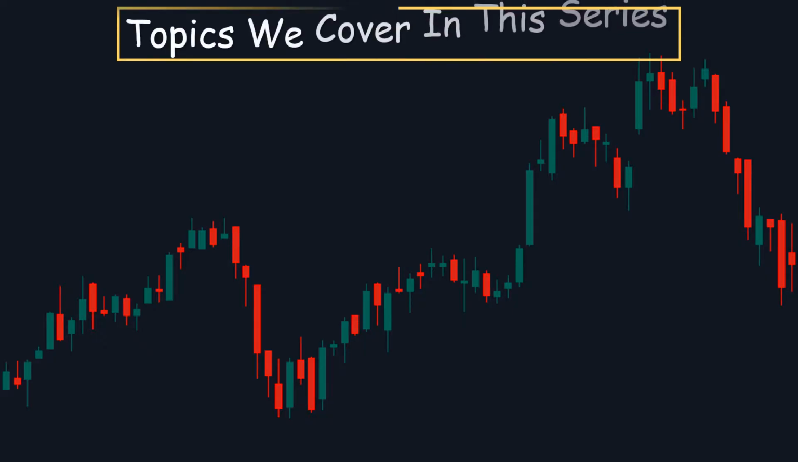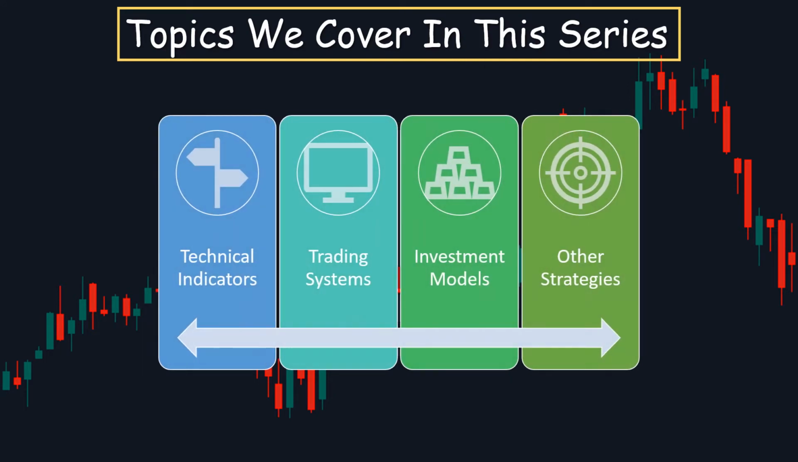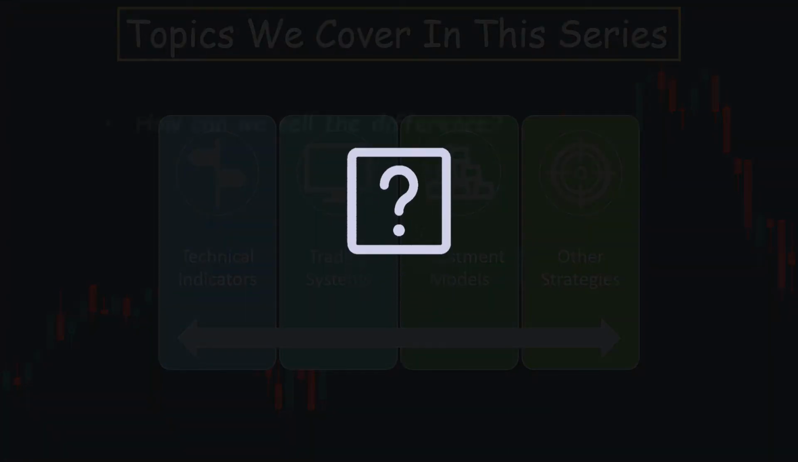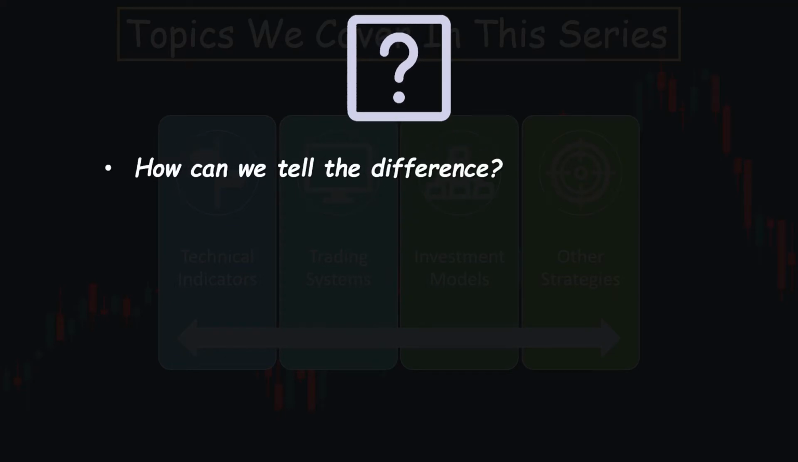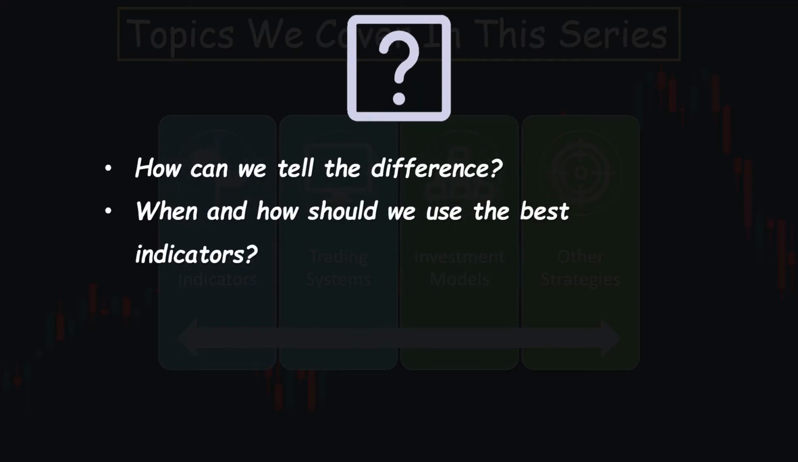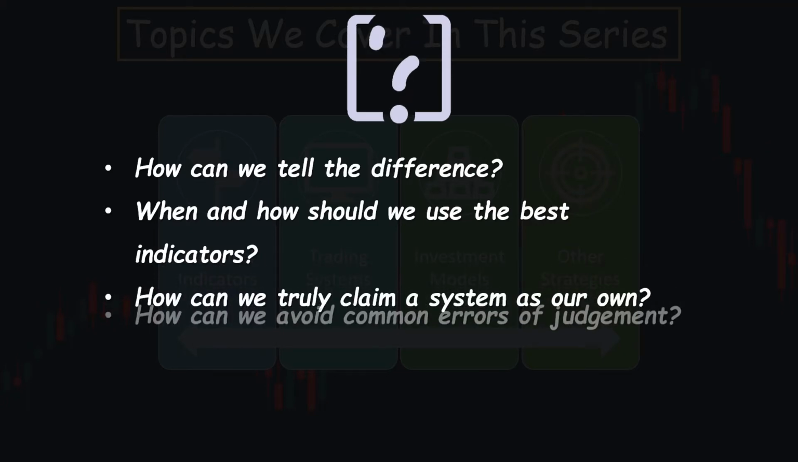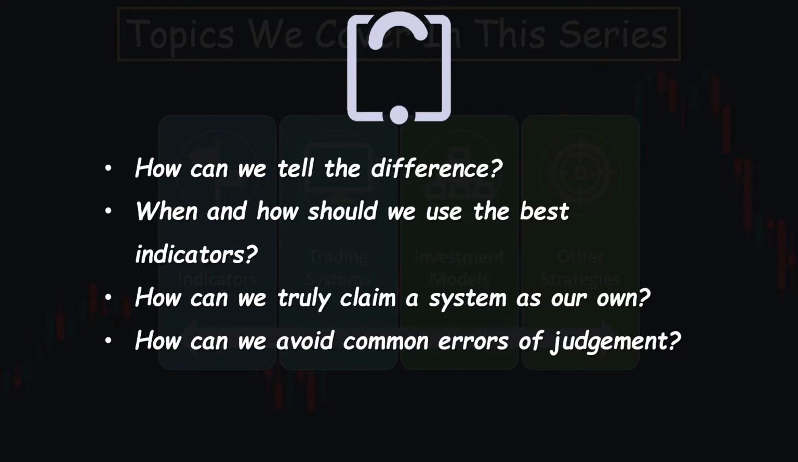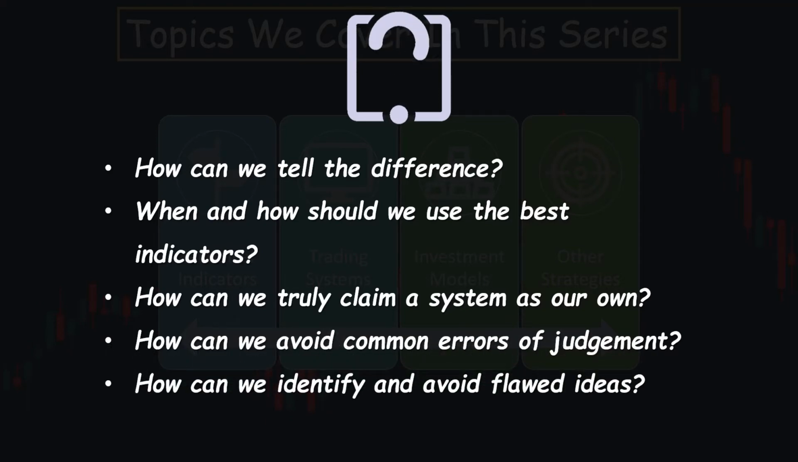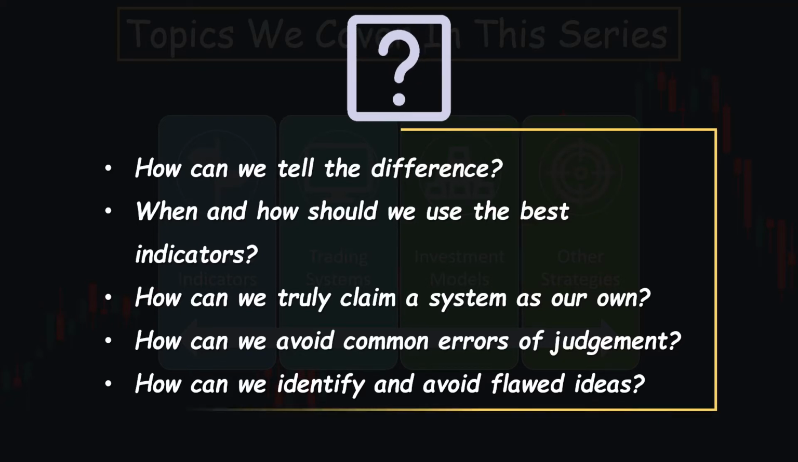Hundreds of technical market indicators, trading systems, investment timing models, and other strategies are available. Some are effective, while others are not. But the questions that come to our mind are, how can we tell the difference? When and how should we use the best indicators? How can we truly claim a system as our own? How can we avoid common errors of judgment? How can we identify and avoid flawed ideas? And many more. In this series, we are going to provide the best answer to all of these questions.